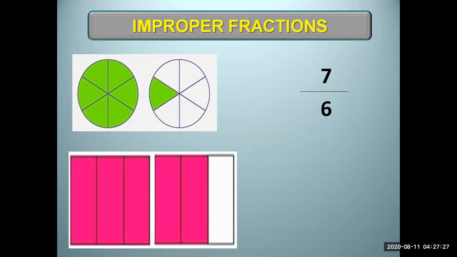So what will be the fraction here? It will be 5 upon 3. Once again, the numerator is greater than the denominator. So we say that this is once again an improper fraction.